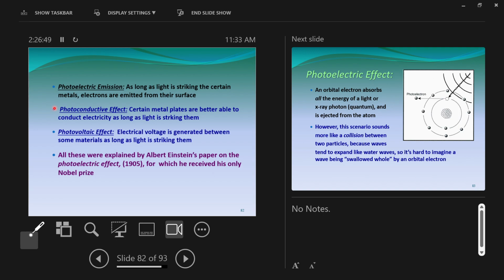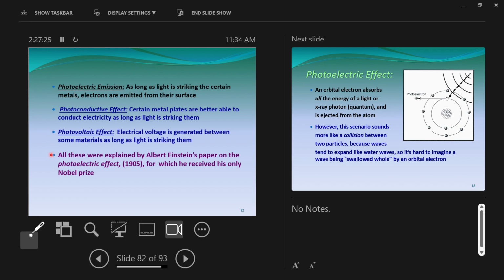Photoconductive effect. Certain metal plates are better able to conduct electricity as long as light is striking them. Photovoltaic effect. Electrical voltage is generated between materials as long as light is striking them. If you use solar in your home, if you ever relied on a solar device at all, you're taking advantage of the photovoltaic effect. Light hits those materials and generates an electric current. So light can move electrons because electrons can absorb light.